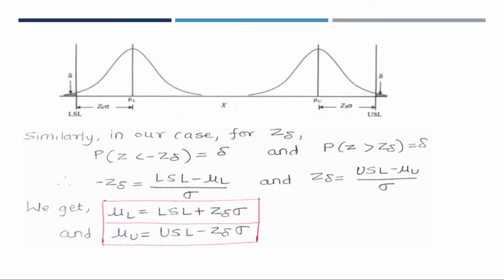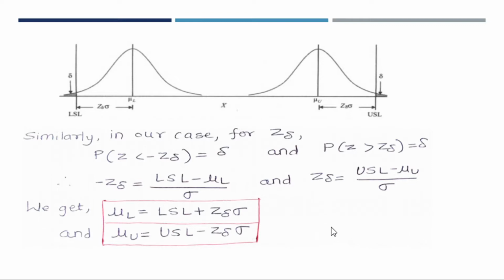Now, in our case, for z delta, we can write from the figure above these two expressions as discussed earlier: the probability of z less than minus z delta equal to delta, and the probability of z greater than z delta equal to delta. Following this, we can write minus z delta equal to LSL minus mu L upon sigma, and z delta equal to USL minus mu U upon sigma. These two expressions have been written using the standard procedure of writing z, that is the standard normal value, equal to x minus mu by sigma.